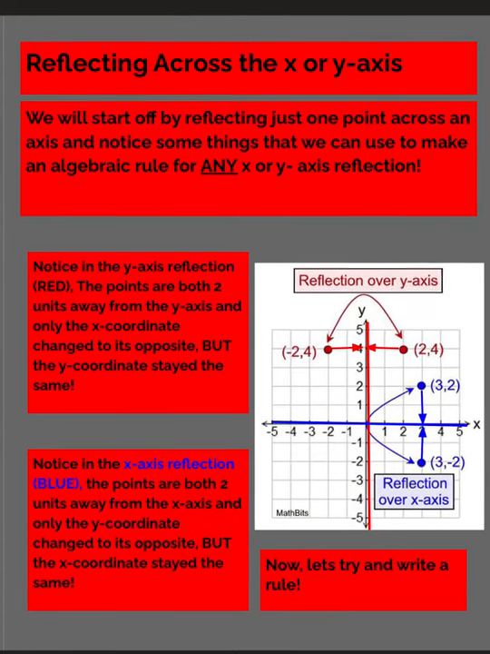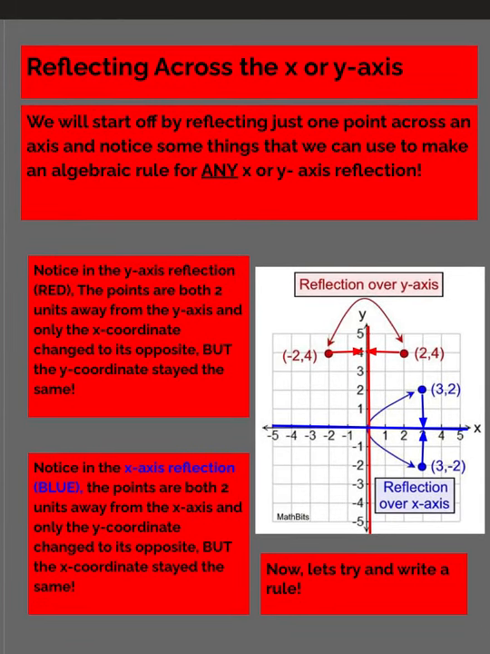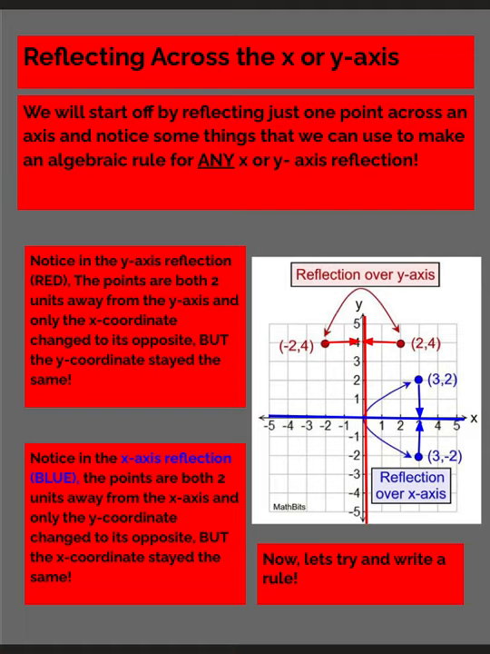Okay, now we're going to look at when we reflect over the x or y axis, just focusing on one specific point. So first off, we're going to look at the reflection across the y-axis, which is in red. You can see here we have our point. If I look at the right point as the original, it's 2, 4. It reflected over the y-axis, which is bold in red, and it is 2 spaces away from that line of reflection. Now, if you count on the other side, it is 1, 2 units away on the opposite side.